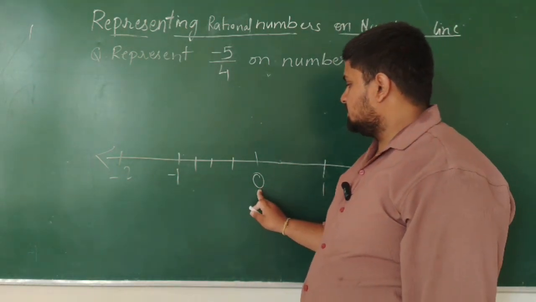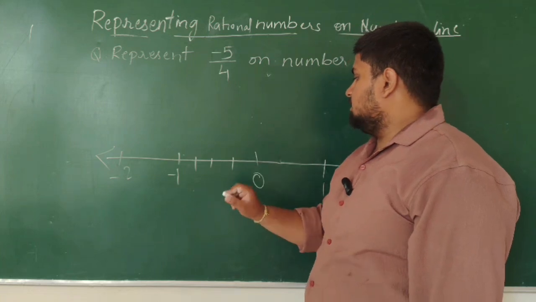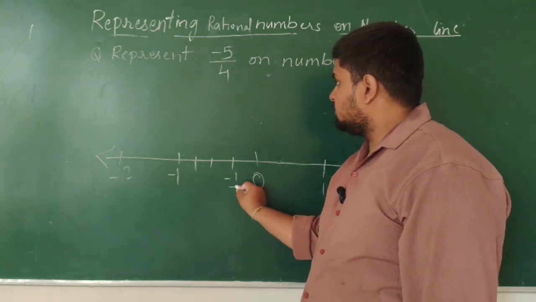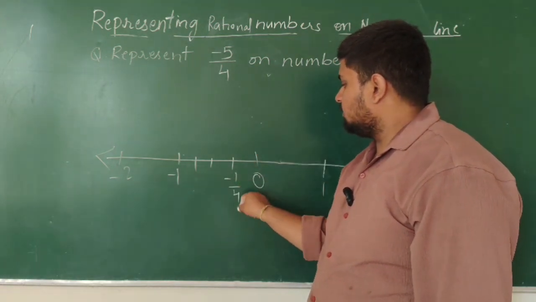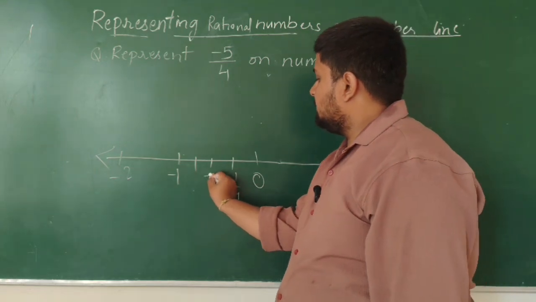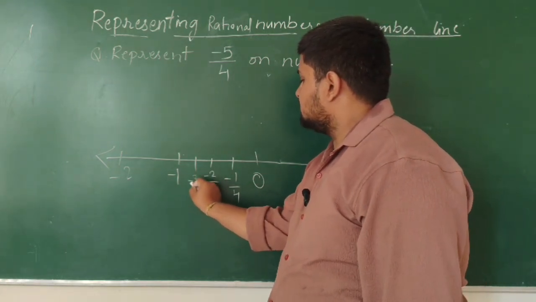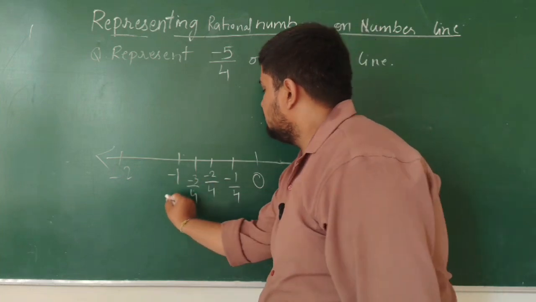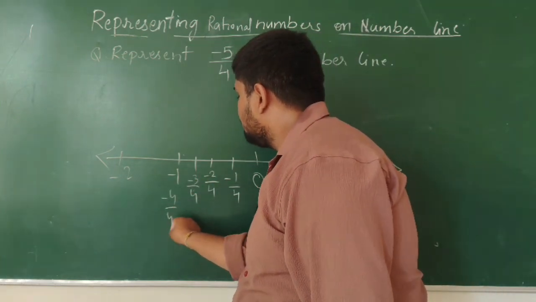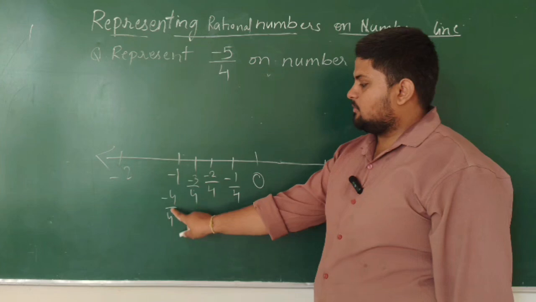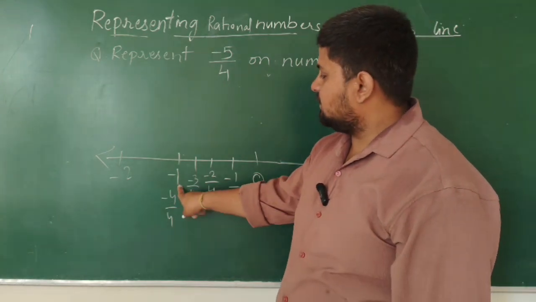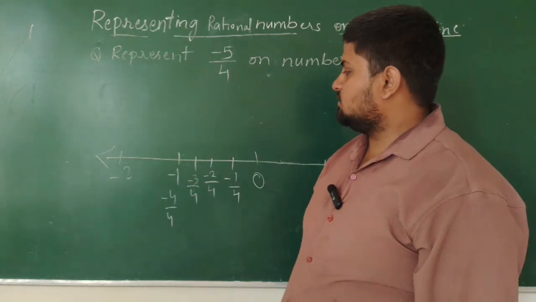So I'll start here 0 and the first number will be minus 1 by what is the denominator? 4. Next, the next number will be minus 2 by what is the denominator? 4. The next number will be minus 3 by 4. The next number will be minus 4 by 4, which is minus 1 itself. Minus 4 by 4, if you simplify, you will get again minus 1 itself.